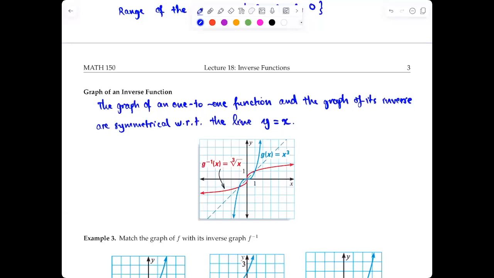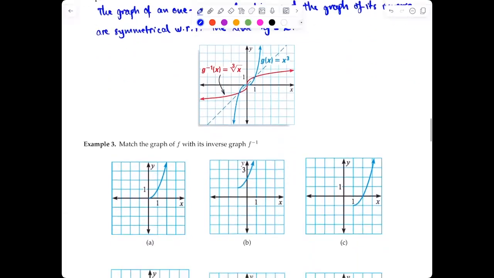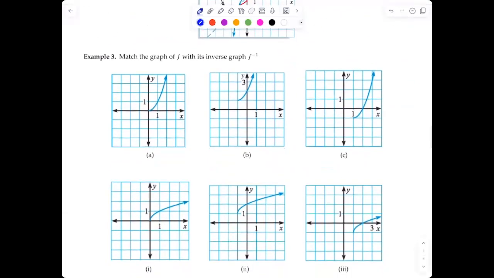Good. Okay. Now in example 3, you're going to match the graph on top with the corresponding graph in the bottom here. You have 3 different one-to-one functions. Can you match the graph of the inverse? Remember, the graph of the one-to-one function and the graph of its inverse are symmetrical with respect to the line y equal to x.